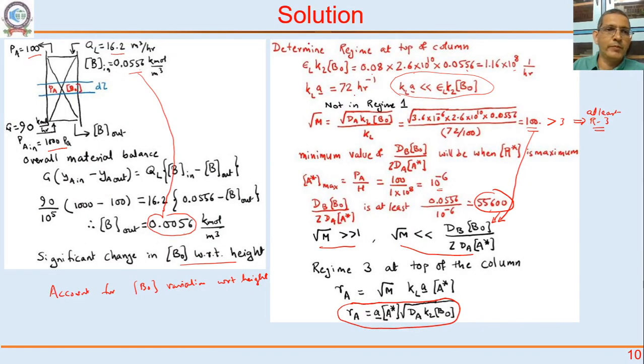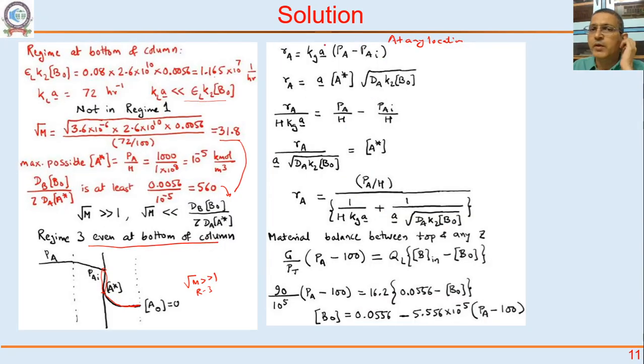What we have to do? We have to look at any location, at any Z. We are taking a differential element. At any location, RA is kGA times PA minus PAI. RA is A bar A star root dA K2 B naught. Use Henry's constant, eliminate the PAI. Okay. Simplify. This is now your gas side resistance, and this is now liquid side resistance, owing to enhancement in mass transfer.